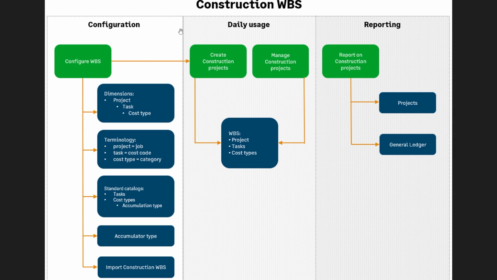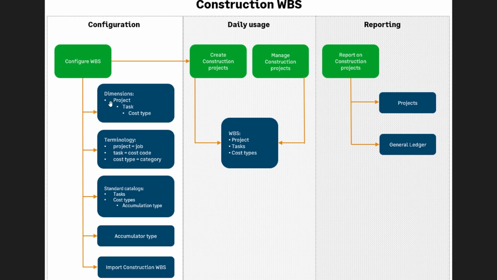So the work breakdown structure represents your project work as a visual hierarchy of manageable sections. Instead of looking at a project as one large lump sum of costs, the WBS breaks it down into structured layers that make it easier to plan, track, and report on. In Sage Intacct Construction, the WBS is built into 3 dimensions.